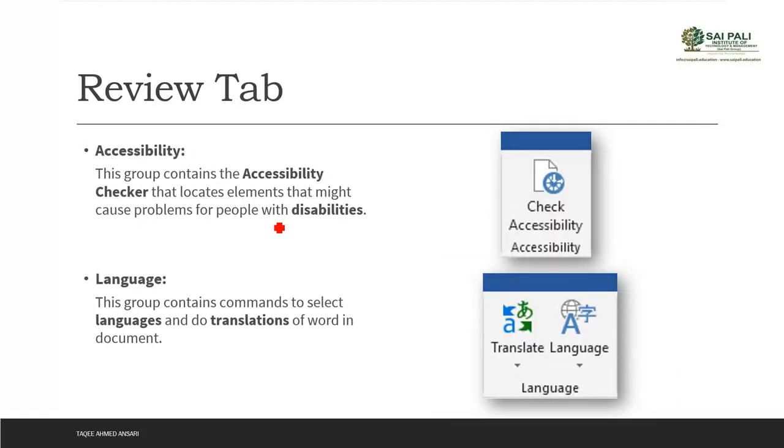Now the next group we have here is the accessibility group. This group contains the accessibility checker. Now what does this do? It checks whether your document works for people with some kind of disability, or some kind of viewing problem. So it will check whether this document is good for people who are not able to see properly.